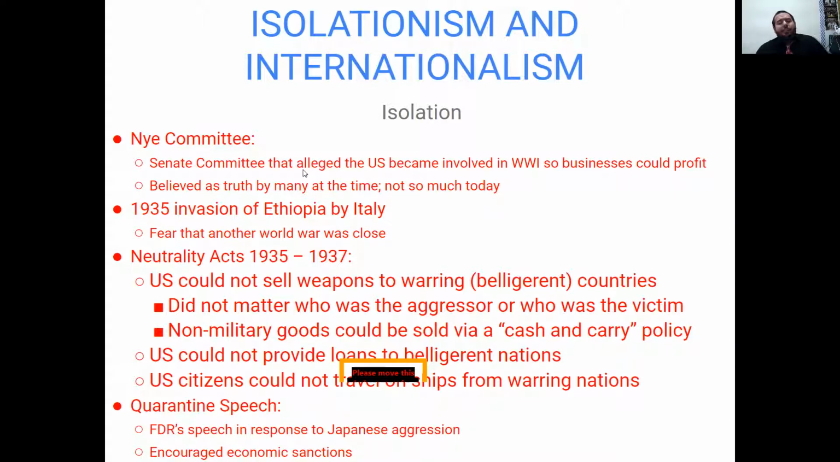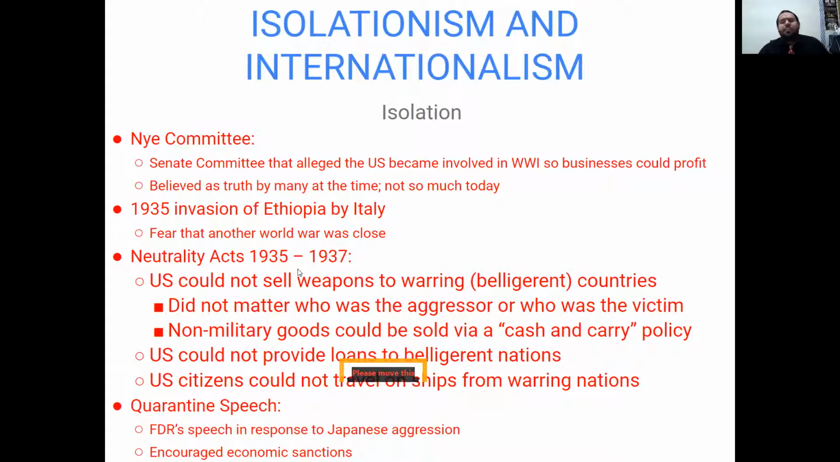So the U.S. will pass neutrality acts at home in 1935, 1936, and 1937, and they're basically the same, just getting more specific year in, year out. So basically, the U.S. could not sell weapons to warring or belligerent countries. Know that term, belligerent. Doesn't mean drunk, all right? Doesn't mean incoherent. It's just warring countries, belligerent countries. Put that in your memory banks.